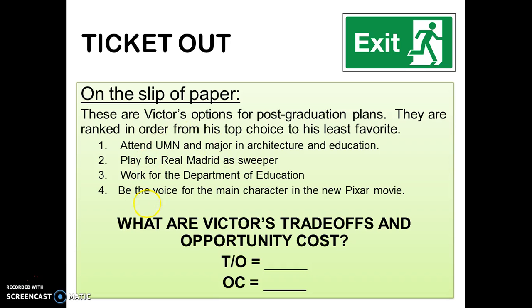And for the ticket out, students had this scenario. I'll let you read over it. And if we think about these options, Victor's trade-off would be numbers 2, 3, and 4. These are all things he could have done, but he did not do. And his opportunity cost will be the next best alternative, which is always your second choice. So playing for Real Madrid as a sweeper, and the fame, the money, the value that would go along with that choice.